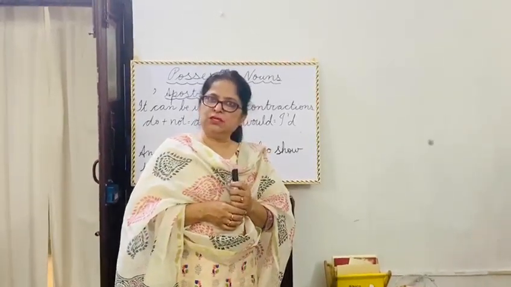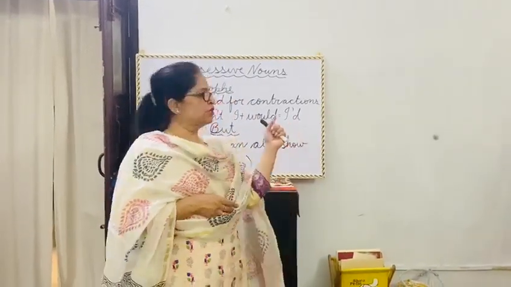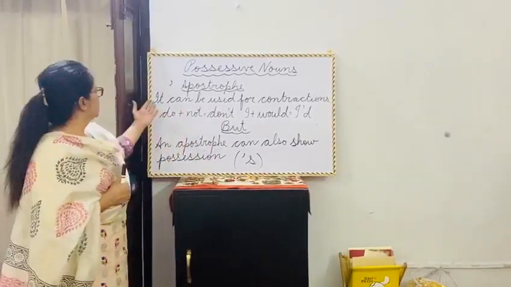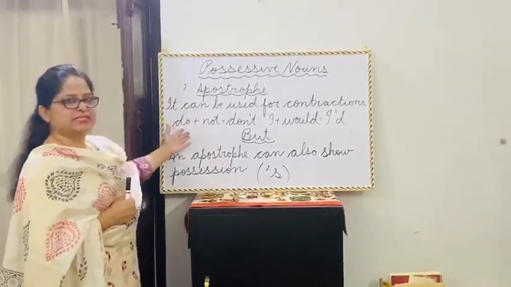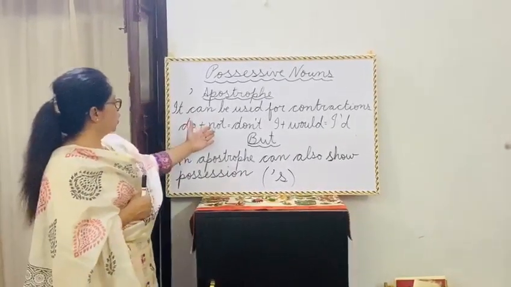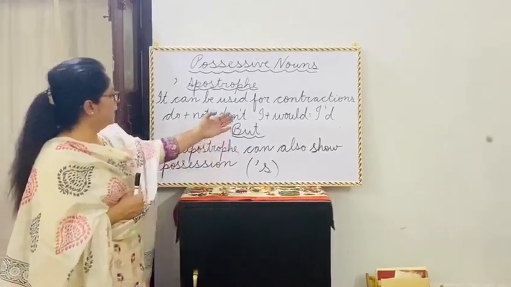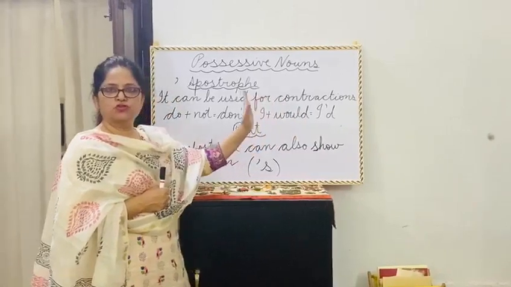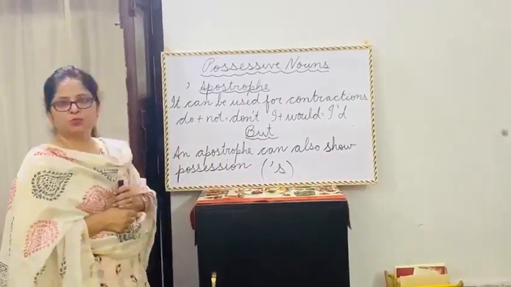An apostrophe is also used to show possession. I've already written it here on the whiteboard for you. I'm going to read it out for you. It can be used for contractions. Here is an example: do plus not becomes don't when we shorten it. I plus would becomes I'd. It's a contraction, but an apostrophe can also show possession.